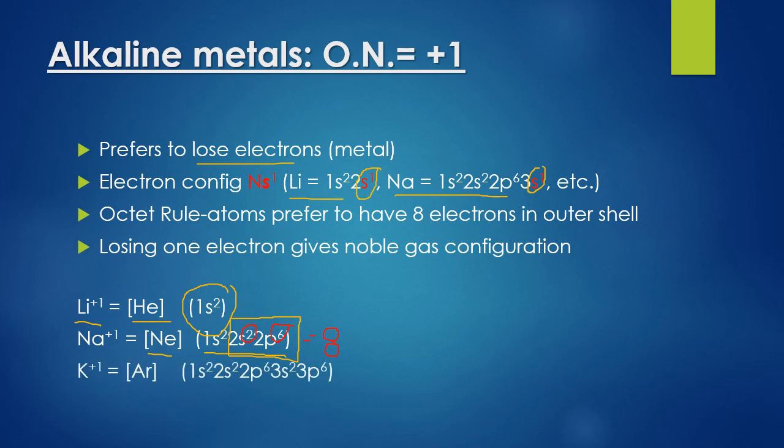Potassium is the example also shown here. So we're looking at the electrons in the 3 level. Potassium loses one electron. It is now isoelectronic with argon and has the same electron configuration as argon.